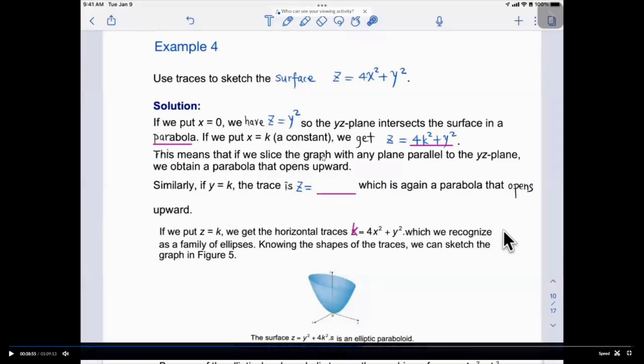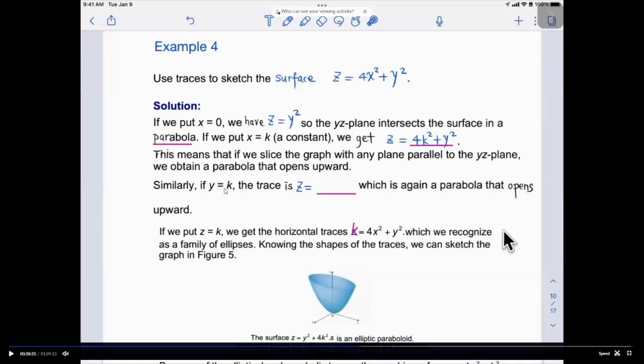That means that if you slice the graph with any plane parallel to the yz plane, because when you set x equal to a constant, that will be a plane parallel to the yz plane, we obtain a parabola. But what kind of parabola? Does this parabola, z equals y squared plus 4k squared, open up or open down? It opens up because of the positive coefficient on the y squared. Open up, okay? Now you set x equal to different constants, you find out the trace.